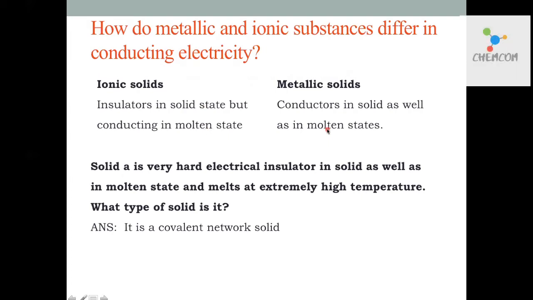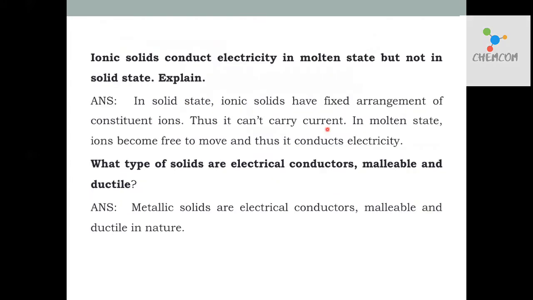Which solid is a very hard electrical insulator in solid as well as in molten state? So what would it be? Network solids. Ionic solids conduct electricity in molten state but not in solid state. Ionic solids have a fixed arrangement of constituent ions, and thus they can carry current in the molten state, when the ions become free to move, and so they conduct electricity. What types of solids are electrical conductors, malleable or ductile? Metallic solids are the answer.